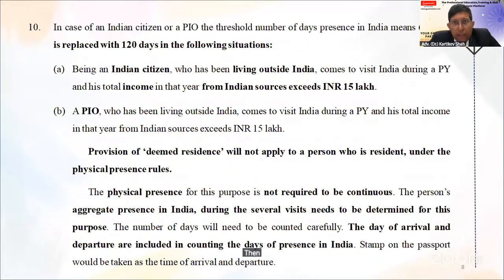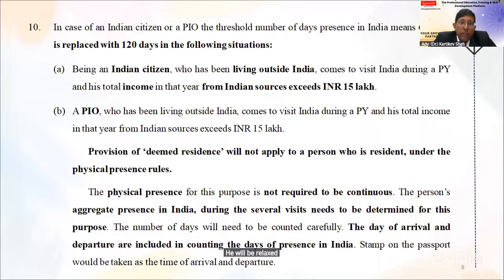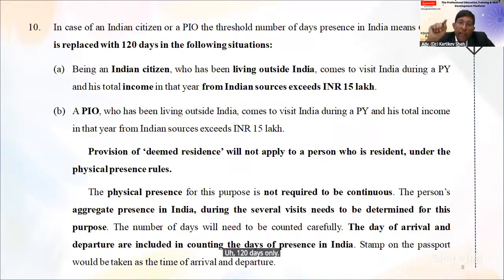Then another relaxation has been brought, that the 60 days limit will be extended to 120 days. He will be relaxed for 120 days if his Indian income exceeds 15 lakhs. So relaxation of 182 days applies when Indian income is less than 15 lakhs, but relaxation of 120 days applies only when his Indian income exceeds 15 lakhs. Everything else is the same.